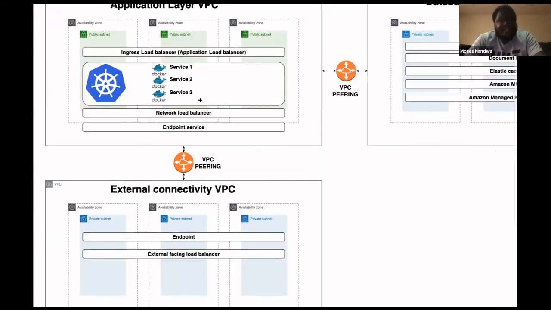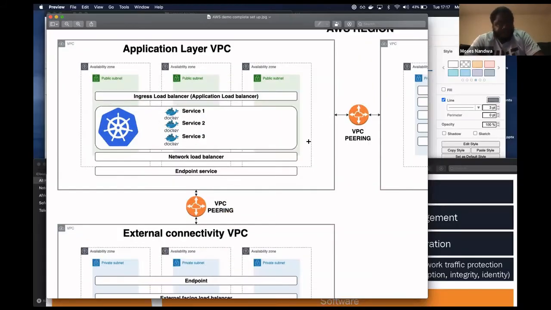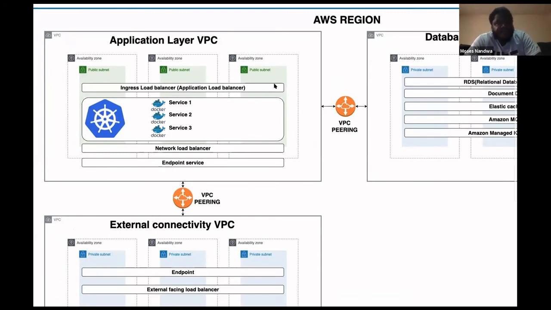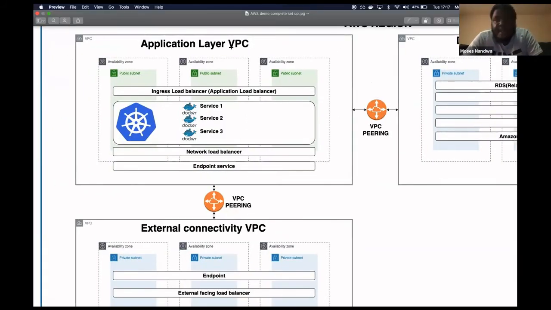Then there are other things in your application security, like authentication, encryption at rest and in transit, and stuff like that. Yeah, so that's what I had for the setup. I don't know whether anybody has a question in regards to this setup before I go to the other points.